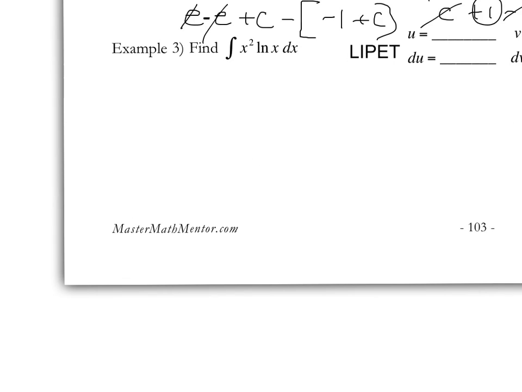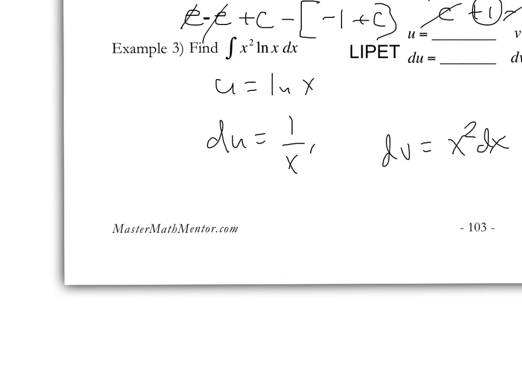So now we're looking at this, and I see a polynomial and a log. And a log is the first thing I want to let be u. So I'm going to say u equals ln x. I'm going to say dv equals, you have a space to write this, I realize now, x squared dx. So now the derivative of the ln is 1 over x dx. The antiderivative of x squared dx is 1/3 x cubed.